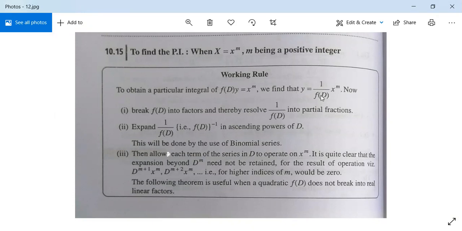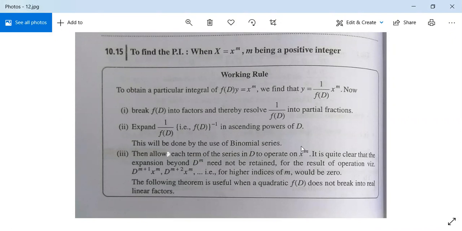It means this will be our particular integral. Here we will resolve this 1 upon f(D) into partial fractions. Then we will expand this 1 upon f(D), or you can say f(D) inverse, f(D) to the power minus 1, in ascending powers of D using the binomial expansion. And next we operate it on x to the power m.